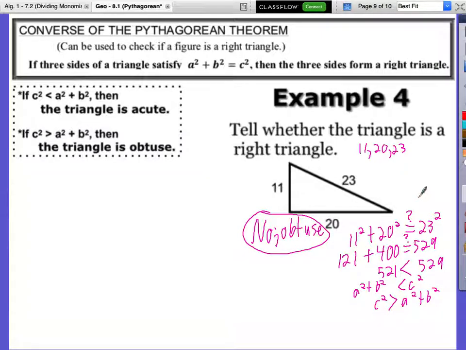Yes, Kaylee. So c squared has to be bigger than a squared plus b squared for it to be obtuse. Correct.